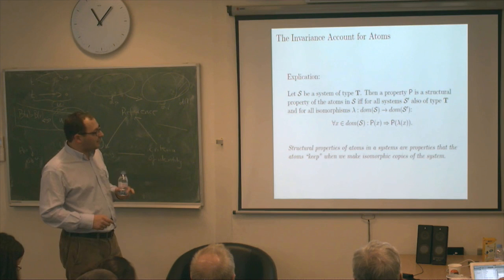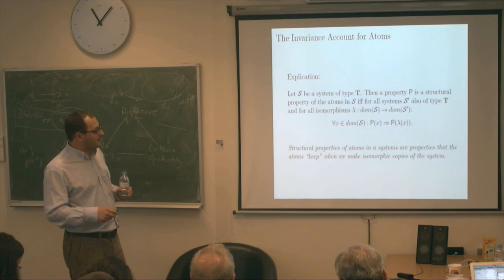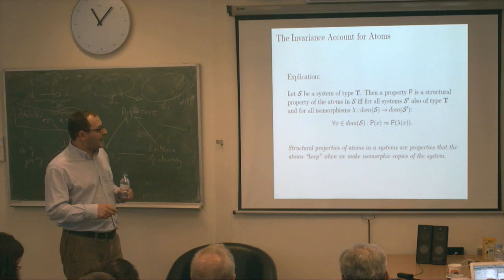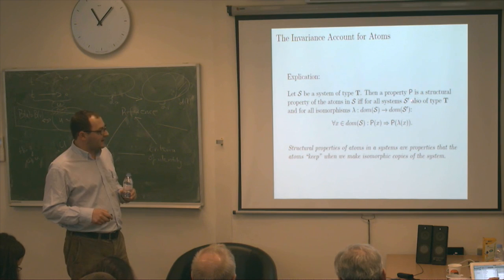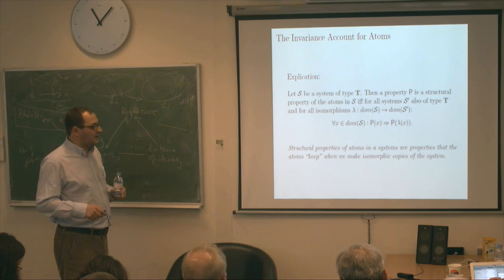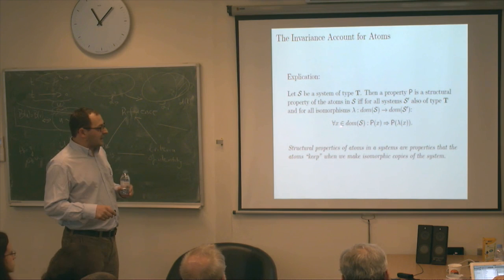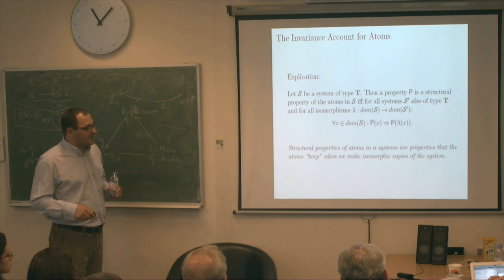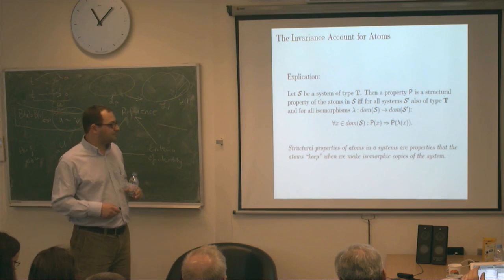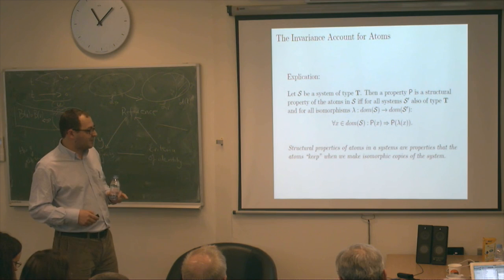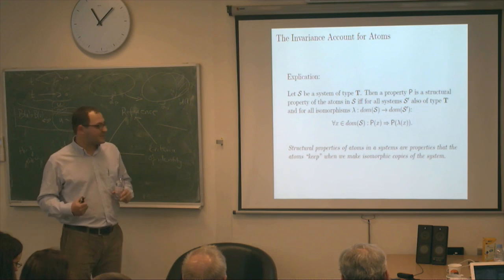Take a system S of a given type, and a property of atoms in S is called structural if, for all other systems of type T and all possible isomorphisms between such systems, it's the case that for all objects X in the domain of S, if P holds of X, then P holds also of the isomorphic copy of X in system S prime. So the idea here is to define structural properties of atoms in a given system as the properties that the atoms keep when we make isomorphic copies of that system.